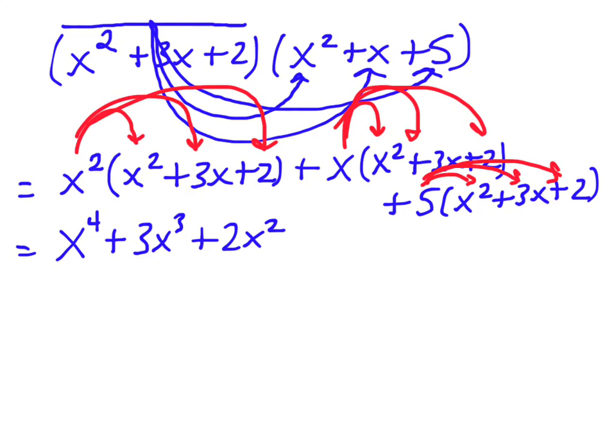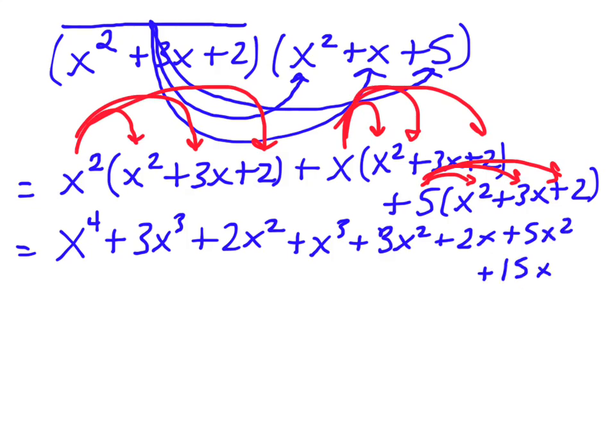And then I have x times x squared is x cubed. Then x times 3x is 3x squared. X times 2 is 2x. Then I have 5 times x squared is 5x squared, plus 5 times 3x is 15x, and then 5 times 2 is 10. So we got a lot of like terms here that we need to combine.